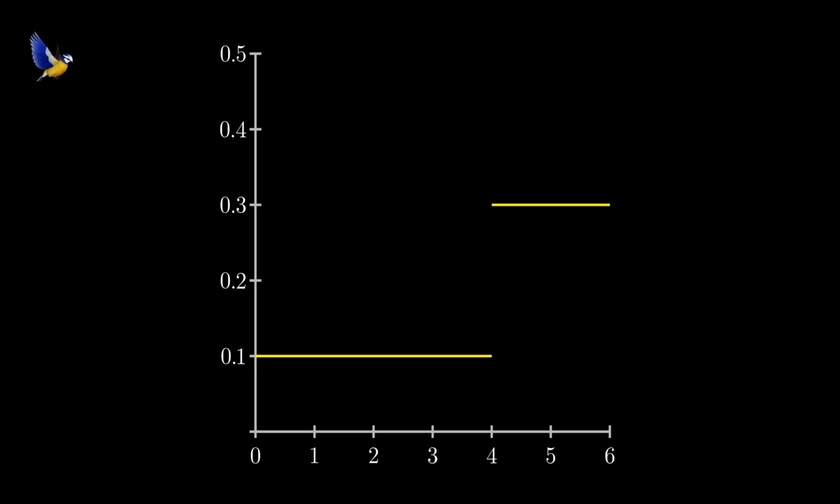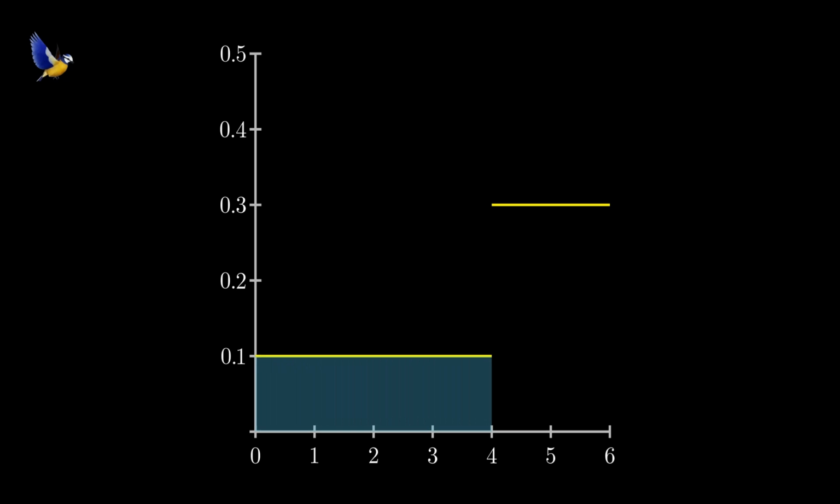Well, remember, the probability of the bird landing in any section of the wire is given by the area under the yellow line in that section. So let's start with this blue section here. Okay, the probability of the bird landing between x equals 0 and x equals 4 must be the area of this shaded rectangle. Now the width is, of course, 4, and the height is 0.1, that's the yellow height there. So we do 4 times 0.1 for the area, and we get 0.4.